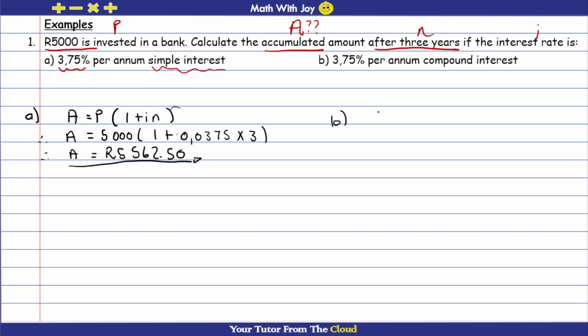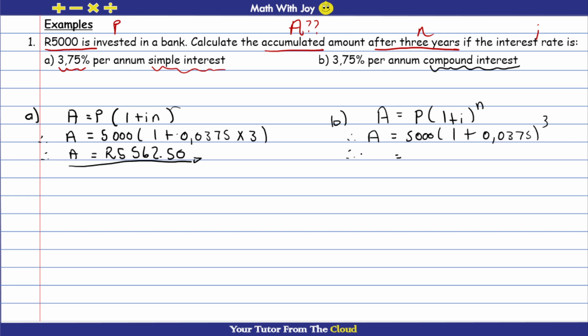And then number B, if I had to solve for that, I would need to use the compound formula because they say compound interest. What type of interest is this? So it's very important you understand what type of interest you are given, because that will tell you which formula you need to use. A is equal to P times (1 plus I) to the power of N. Therefore, we know that our A is what we are looking for. P is 5,000. Bracket 1 plus the I is 0.0375, to the power of 3.